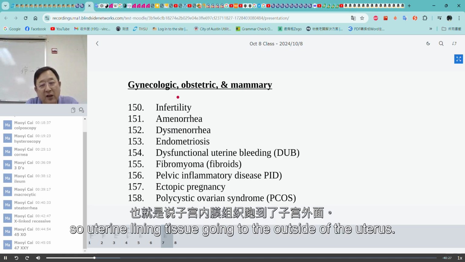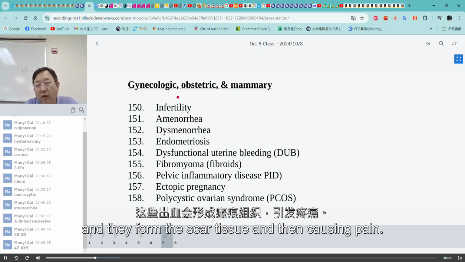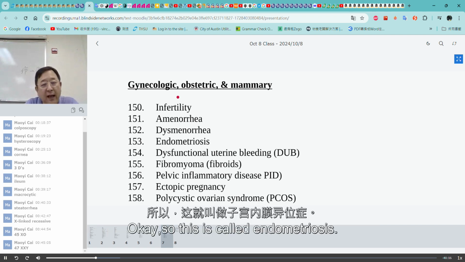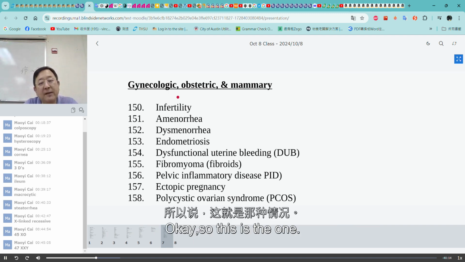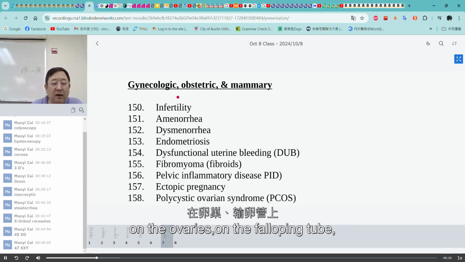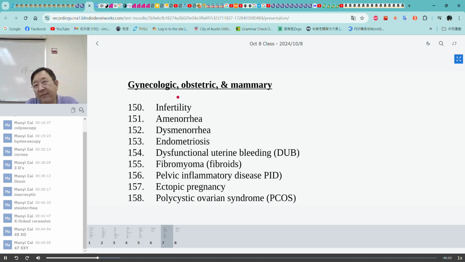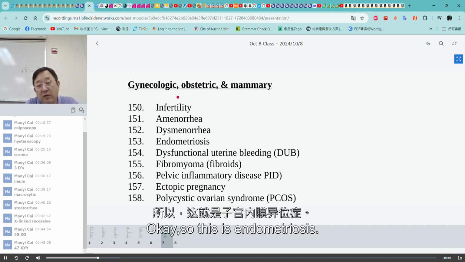Uterine lining tissue goes to the outside of the uterus. Every cycle it bleeds, and it forms scar tissue and then causes pain. So this is called endometriosis. Uterine lining tissue is found outside the uterus, on the ovaries, on the fallopian tube, or within the pelvic cavity. So this is endometriosis.